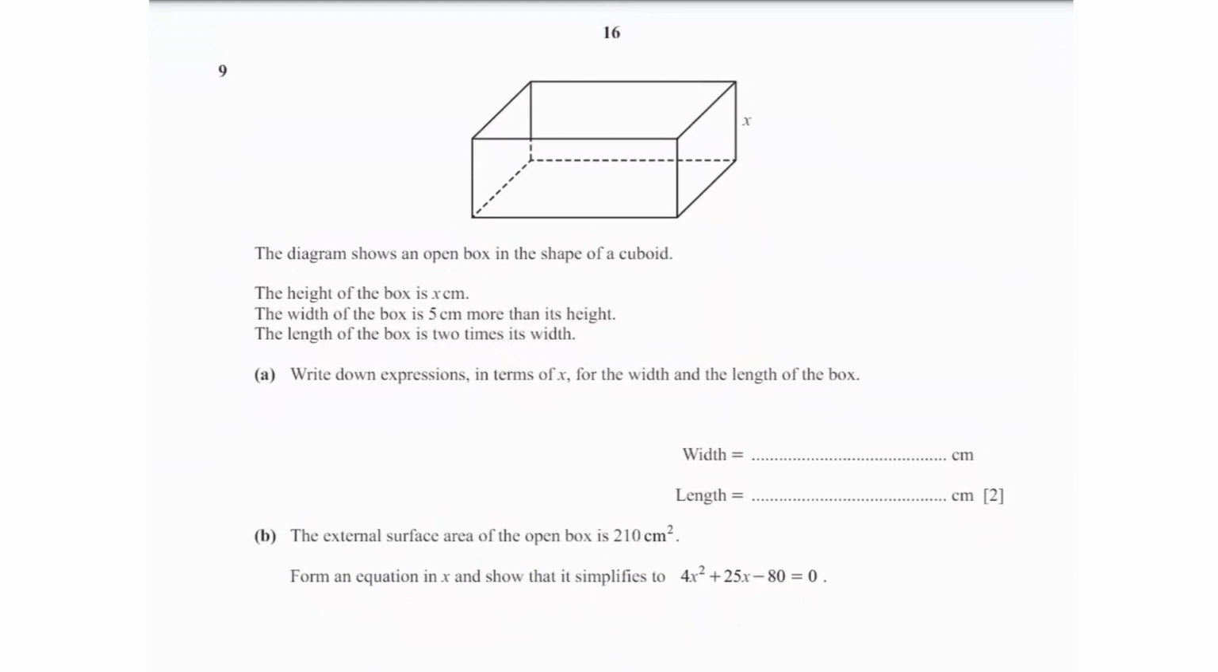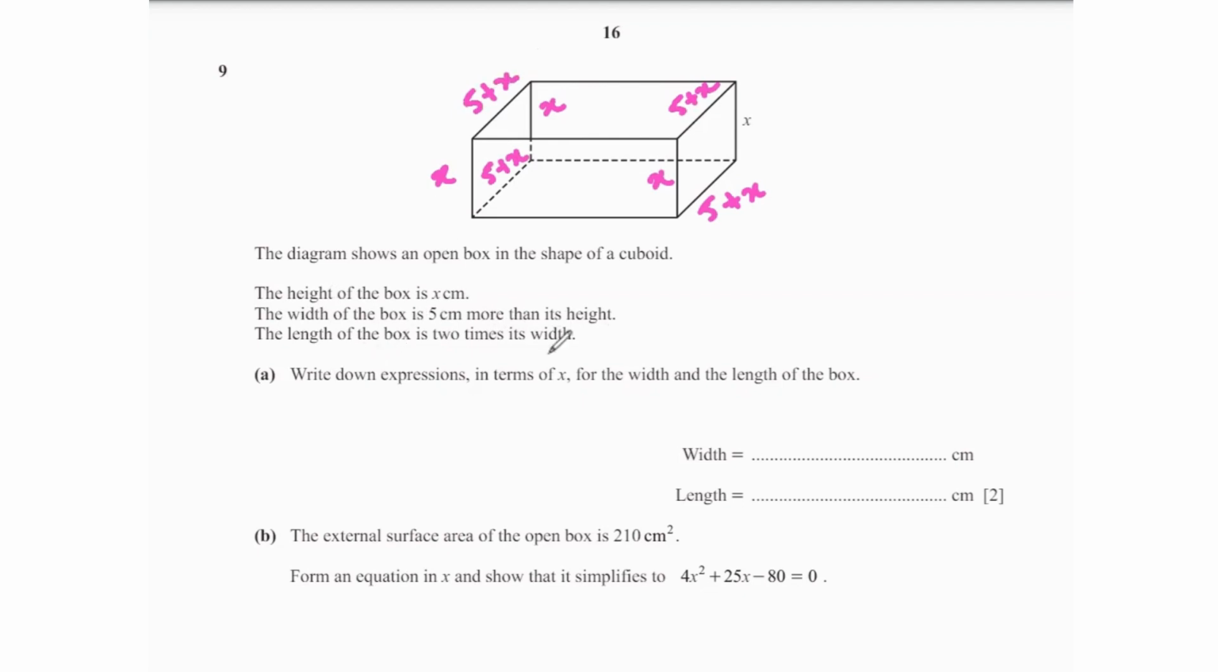Question 9 says, diagram shows an open box in the shape of a cuboid. The height of the box is x centimeters. That means this is x, and this is x. The width of the box is 5 centimeters more than its height. So this is 5 plus x. This would also be 5 plus x. The top ones would also be 5 plus x.